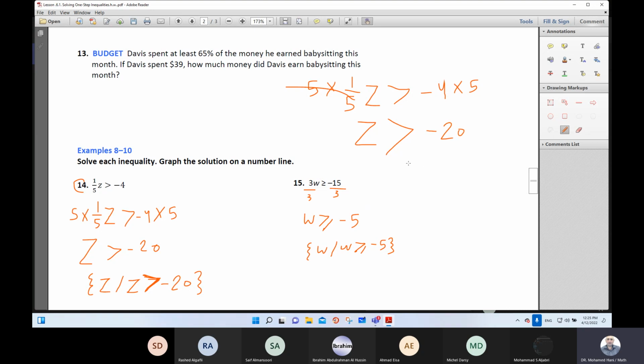That means the set of solution. The variable I used is z, such that z greater than negative 20.